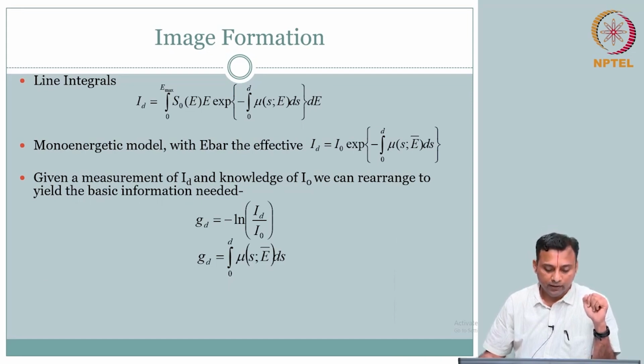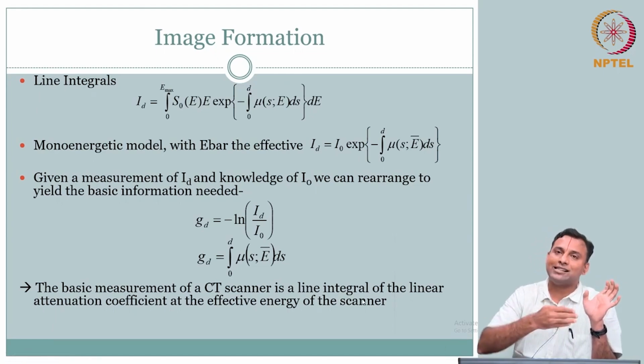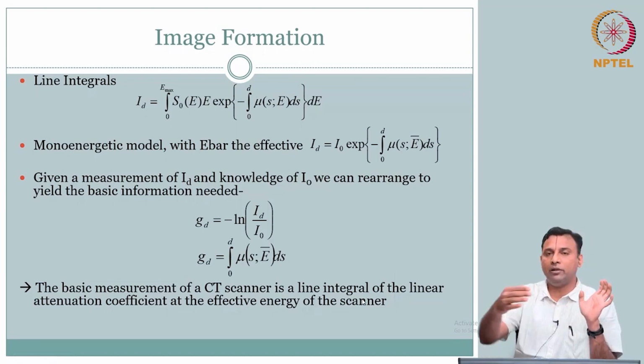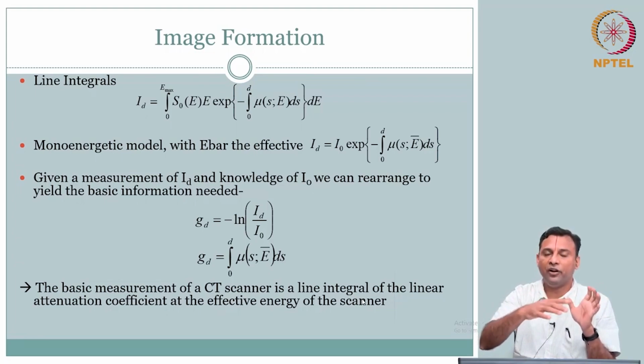Okay. So the idea is the basic measurement of a CT scanner. The raw measurement is a line integral. From this raw measurement, which is a line integral, we need to construct the image. The object is already there, so we need to reconstruct the object. The object is already there, it's constructed, but we don't know it.